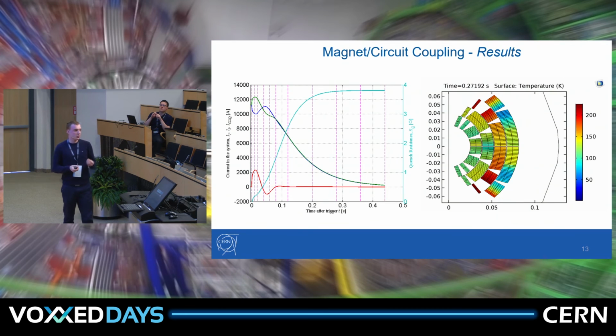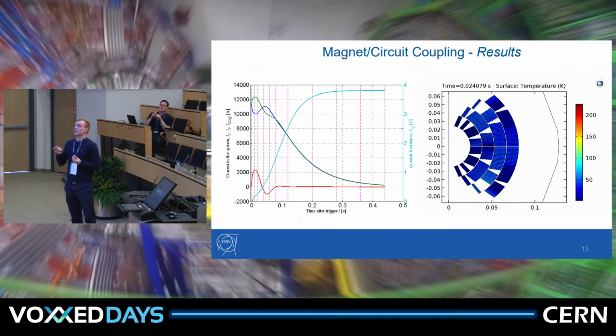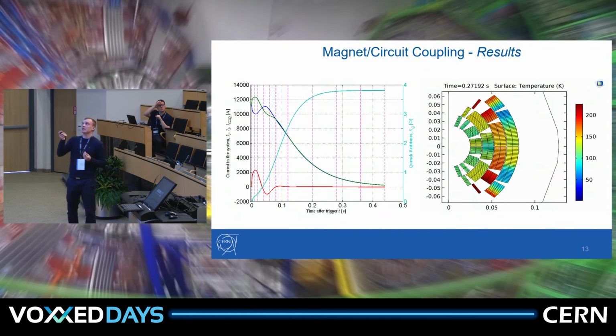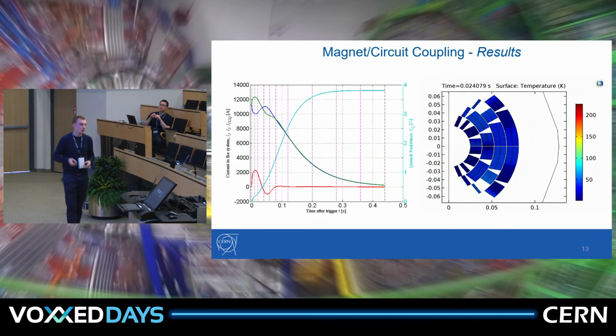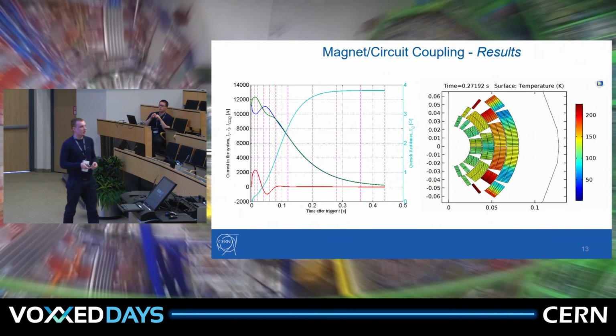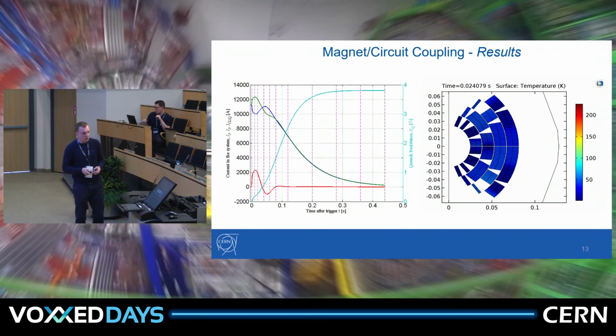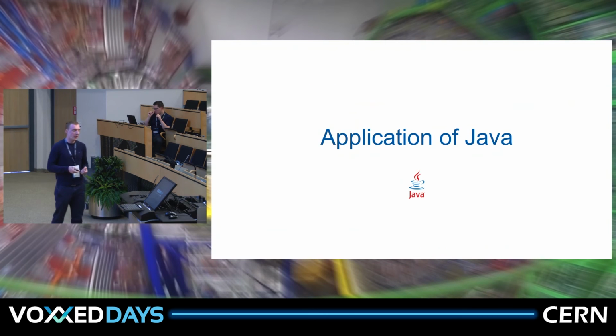So this is what the circuit sees, but actually this resistance is a result of the temperature profile inside the magnet, which is, again, a consequence of triggering the protection system. So these are the complexities we are dealing with. This is something we have to capture, and for that we have chosen Java.